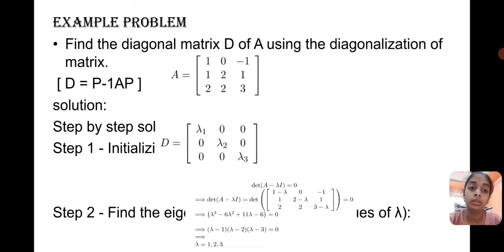Step 2. Find the eigenvalues. So det of A minus lambda I is equal to 0, where A minus lambda I is 1 minus lambda 0 minus 1, 1 2 minus lambda 1, 2 2 3 minus lambda. So we get the equation lambda cube minus 6 lambda square plus 11 lambda minus 6 is equal to 0. Lambda minus 1, lambda minus 2, lambda minus 3, so lambda is equal to 1, 2, 3.